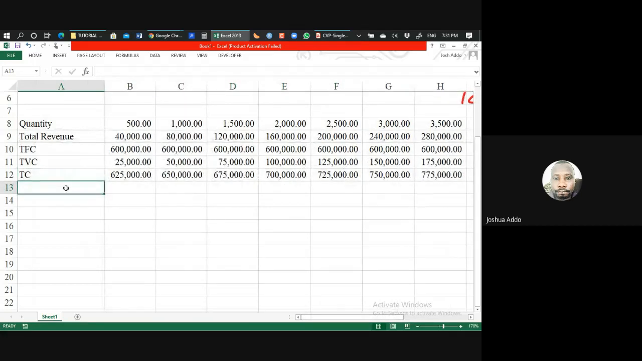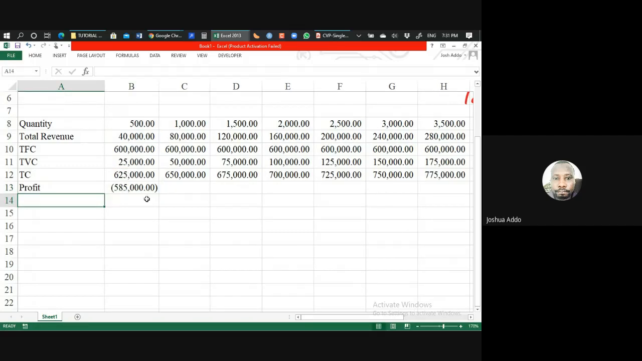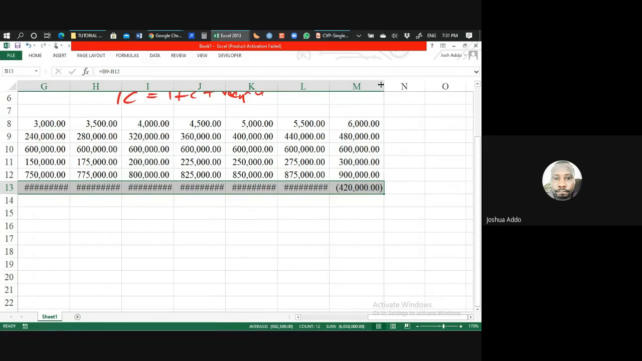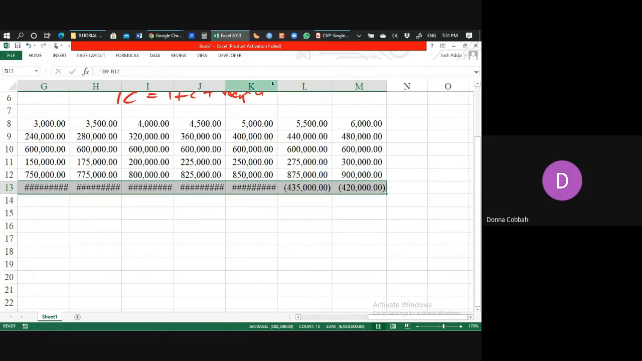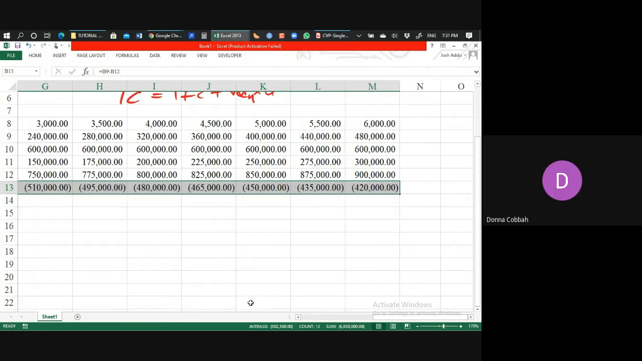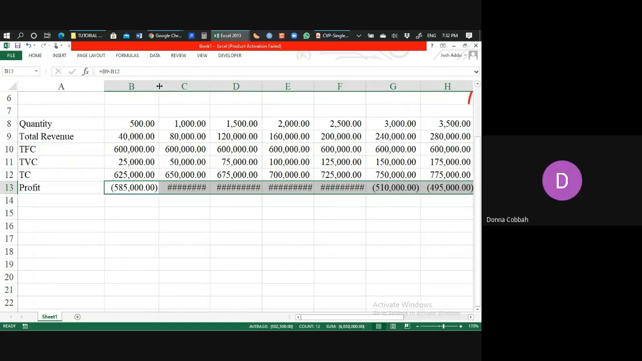We've not yet calculated our profit, because that's what we actually need. So profit is equal to revenue minus cost. Here it is equal to this revenue minus our total cost. So when we produce and sell 500 units, our profit is a loss of 585,000. Now let's drag up to here. Profit is equal to total revenue minus total cost.